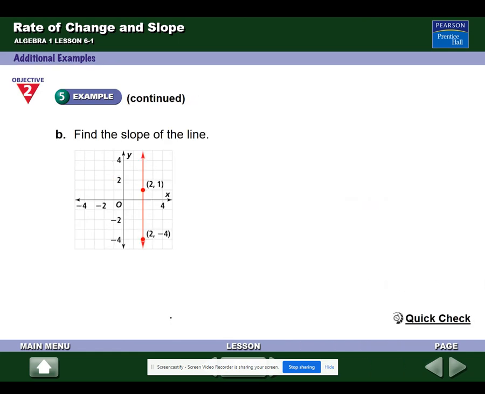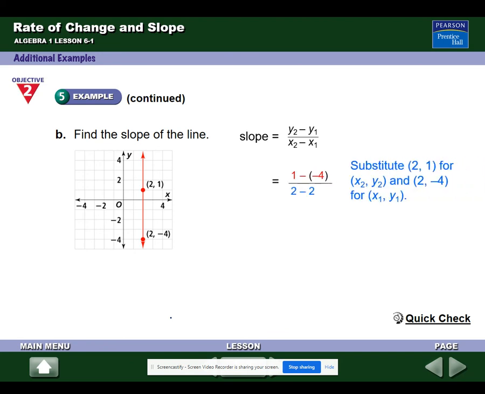Contrast that with this one, where you have a vertical line. And again, they'll just plug this into the slope formula. I don't think you need to do this, but they're just modeling it for you one time. And this time the numerator comes out to something meaningful, but the denominator is 0. Now this is a problem. This is not a real number.